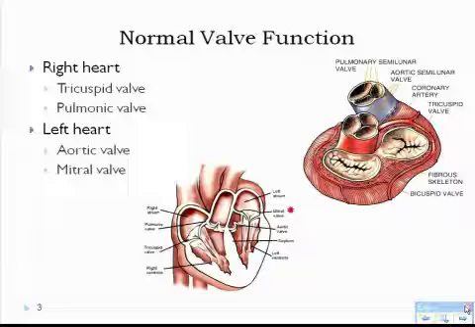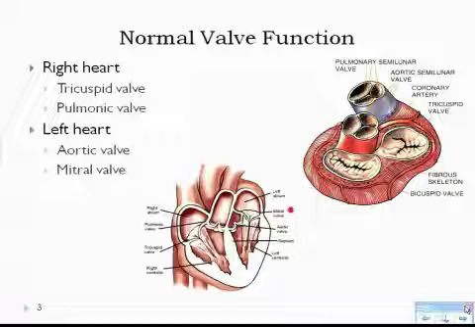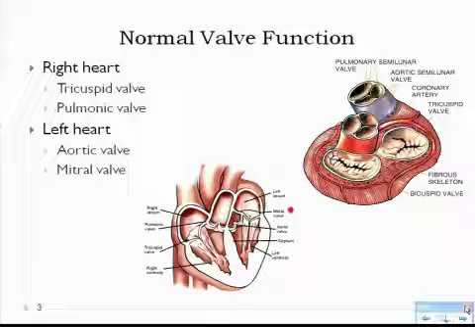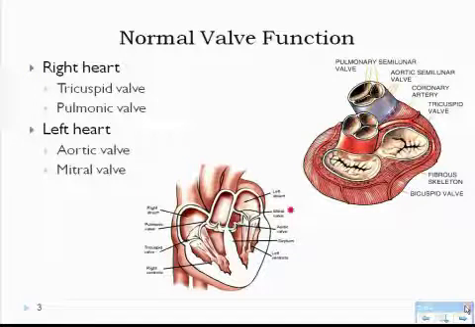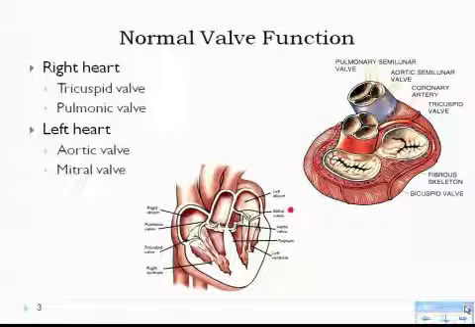The valve area is actually fairly large for the atrioventricular valves. So the tricuspid and mitral valves are much larger, almost twice as large as the aortic and pulmonic valves. This is because most of the actual flow is passive. 80% of flow that enters into the ventricles is due to passive opening of the valve, and the other 20% is from active contraction of the atrium pushing the last bit of blood into the ventricles.